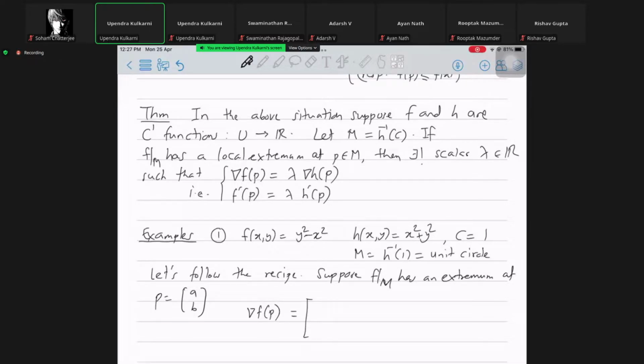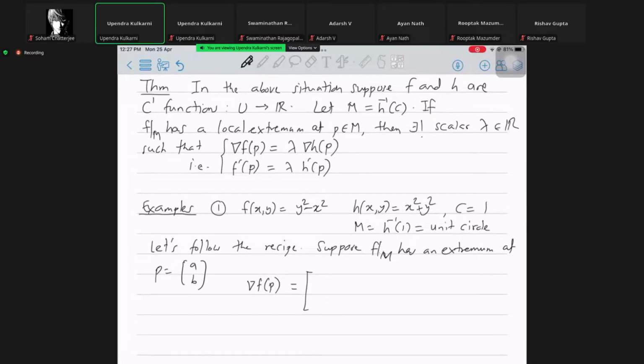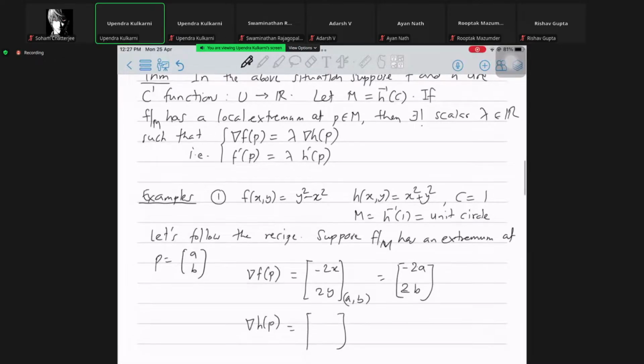This is just straightforward calculation, right? It's going to be minus 2x and 2y, but at (a, b), which is minus 2a comma 2b. I've calculated the derivative as a function and then evaluated it at the point, but it is more directly minus 2a comma 2b. Okay. What is the gradient for H?